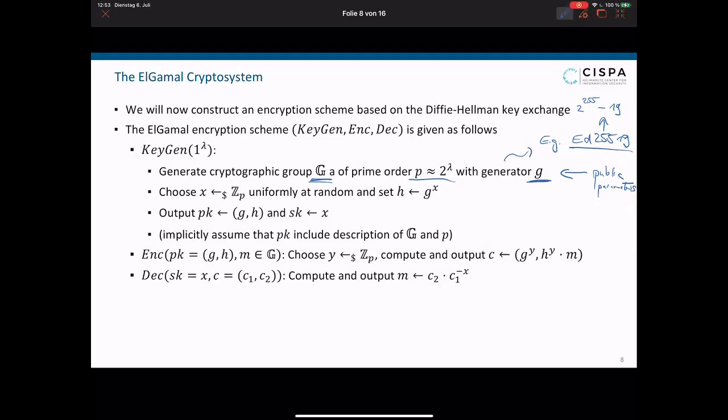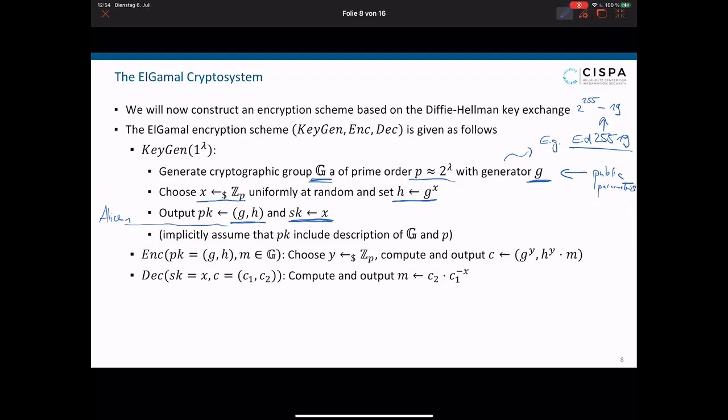And to generate public and secret keys, we just choose an X uniformly at random from Z_p, something like 2 to the 255 minus 19, and set H to G to the X. Our public key consists of G and H, and the secret key just of X. Essentially, you can think of the public key here as the first message in the Diffie-Hellman key exchange protocol. This is like the output of Alice.